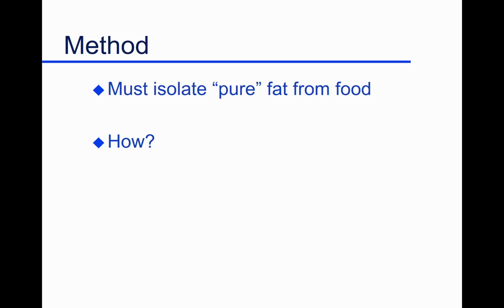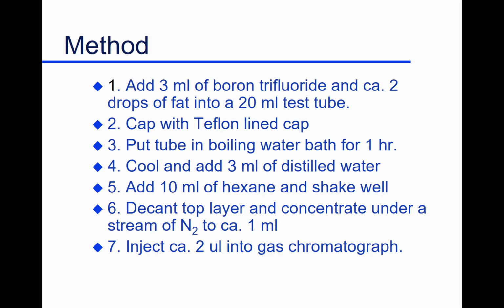What is pure? Is 5 parts per million? Does that make it not pure? But anyway, let's say we get pure fat. What you did, or you're going to do, is you take boron trifluoride, about 3 mils of that, and two drops of fat. Put 2 drops of fat into your boron trifluoride solvent mixture. You cap it. You put the tube in a boiling water bath for 1 hour. Add 3 mils of distilled water, 10 mils of hexane, shake well. What the boron trifluoride does is it splits the fatty acids off of your triglyceride. So it takes the fatty acids away, and it makes a derivative of them, makes an ester of them.